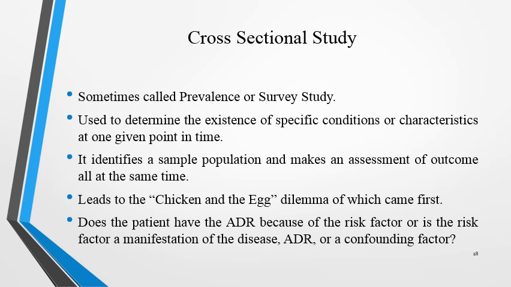So this basically leads to the chicken and egg phenomenon, whether the chicken came first or the egg came first. In certain situations, the adverse effect might be due to some risk factor, or a risk factor will be causing an adverse effect, or even in certain situations, the risk factor will be a manifestation of a specific disease. The specific disease for which the drug is given will be producing a condition, a risk factor, and because of that risk factor, the drug will be producing an adverse effect.